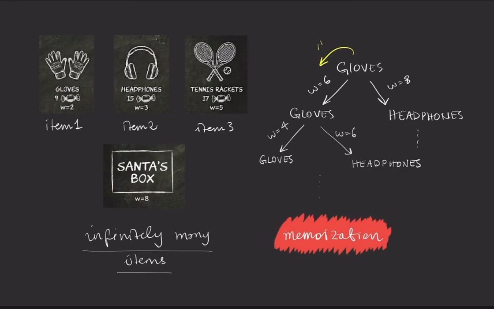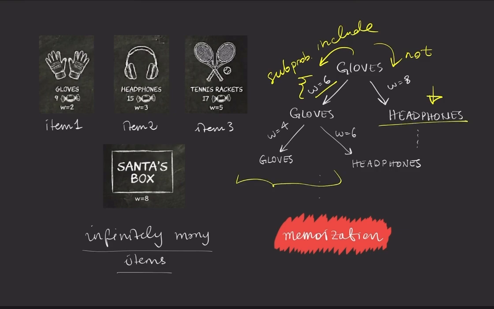First, let's decide if we want to include gloves or not. If it's decided to include it, then we will have a subproblem with a new weight limit of 6. And if we decide not to include it, then we can move to the headphones. For the case on the left, we should think about gloves as if we started the problem all over again with a box with limit 6.